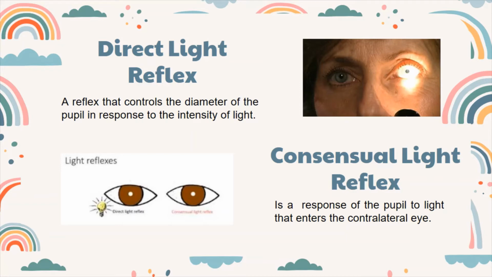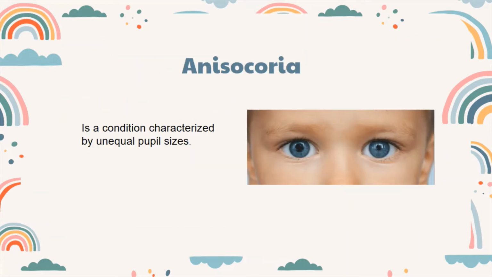Next, consensual light reflex. It is the response of the pupil to light that enters the contralateral or opposite eye. Example, if the light is shone on the right eye, the left pupil also constricts. Anisocoria is a condition characterized by unequal pupil sizes.